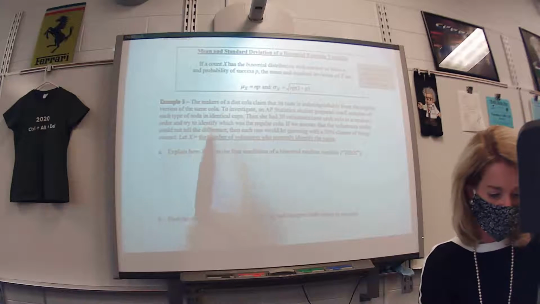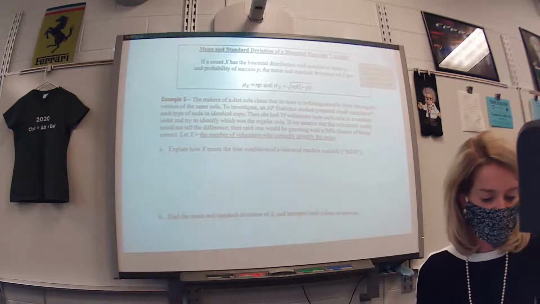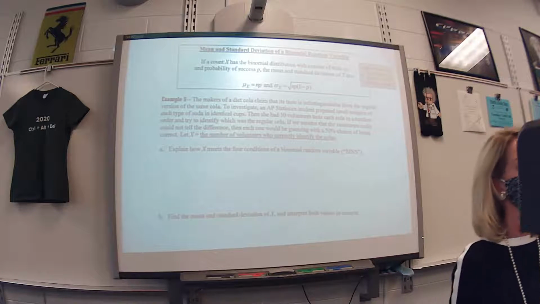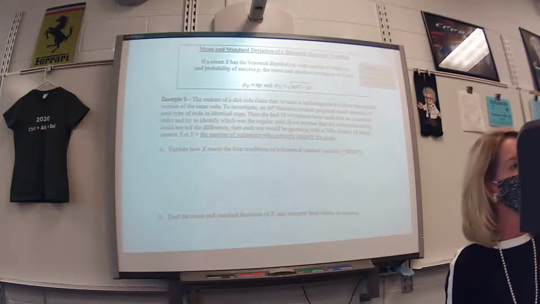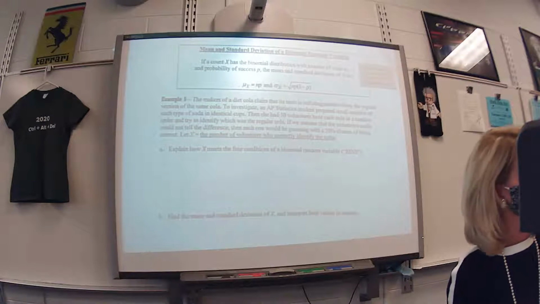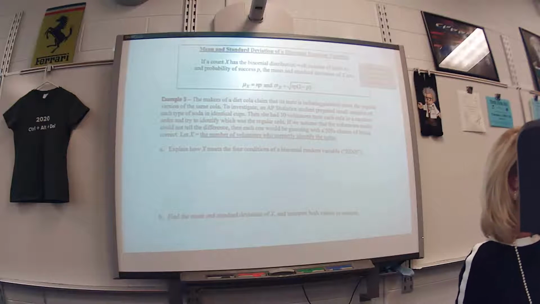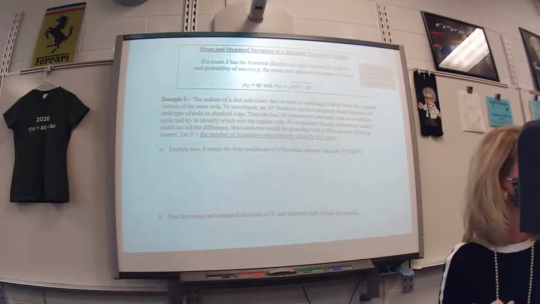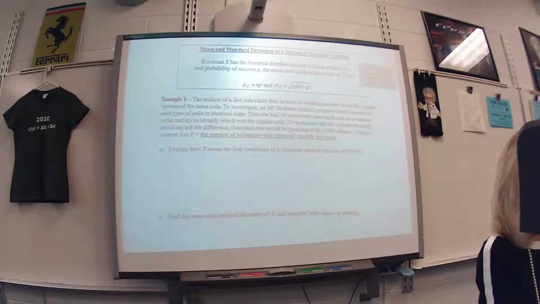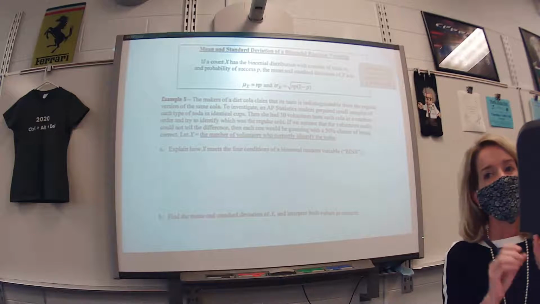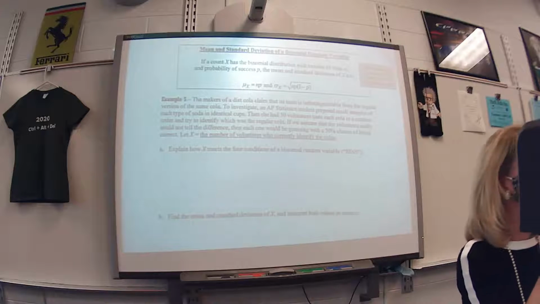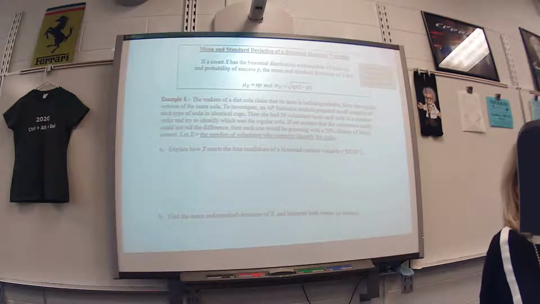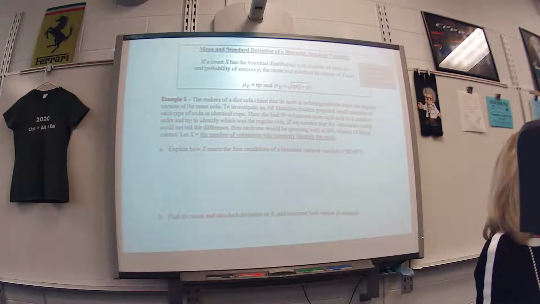So, the makers of a diet cola claim that its taste is indistinguishable from the regular version of the same cola. To investigate, an AP Stat student prepared small samples of each type of soda in identical cups. Now think about the experimentation part of this from chapter 4. They'd have to make sure they have identical cups. All the soda has to be the same temperature because otherwise the temperature might affect the flavor. Same amount in every cup. Make sure no one else drank or ate something first so their taste buds are unaffected. Think of how they would have to set this experiment up.